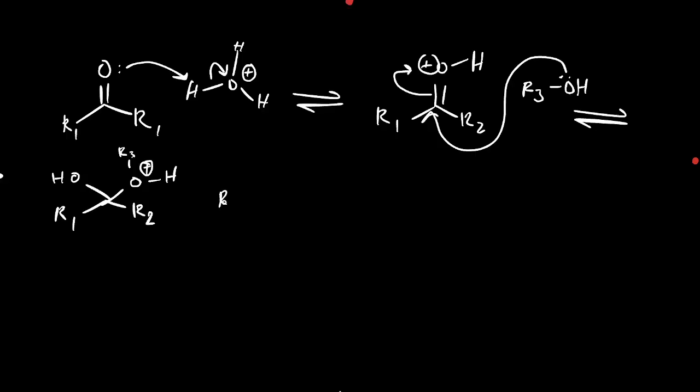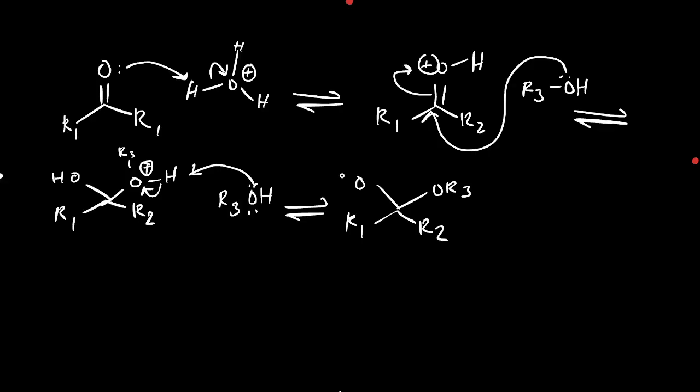Well, we can use another molecule of alcohol to do so, right? We can use the lone pairs on this oxygen to grab onto that hydrogen and push these electrons, giving us R1, R2, this O, R3, and we still have our hydroxyl. So now this here is the hemiacetal step.